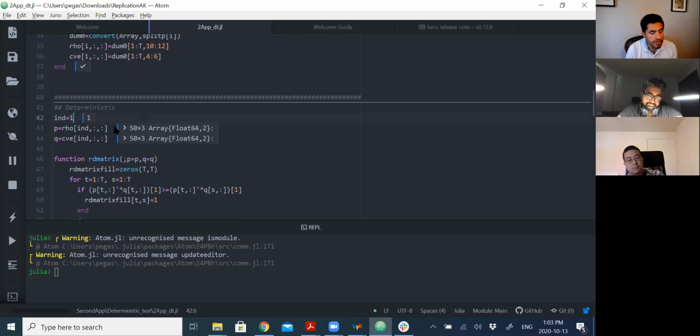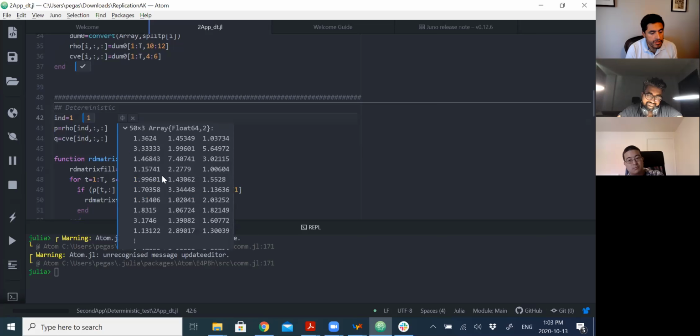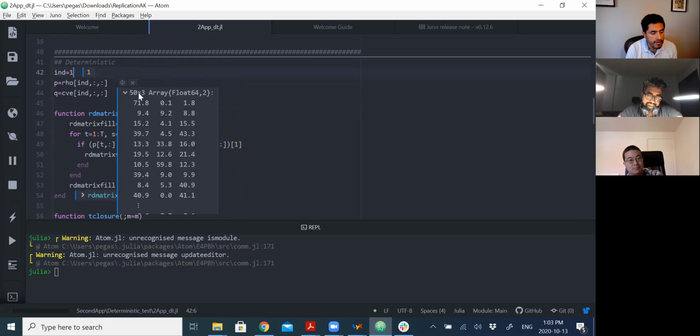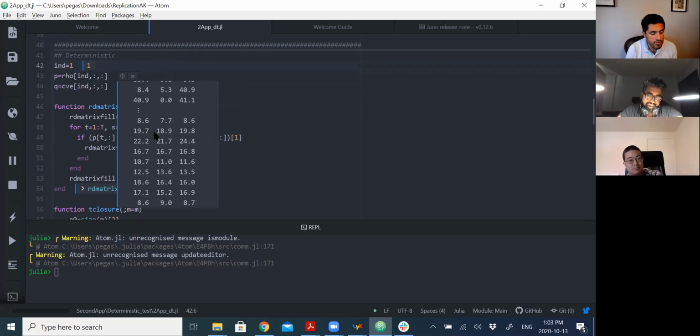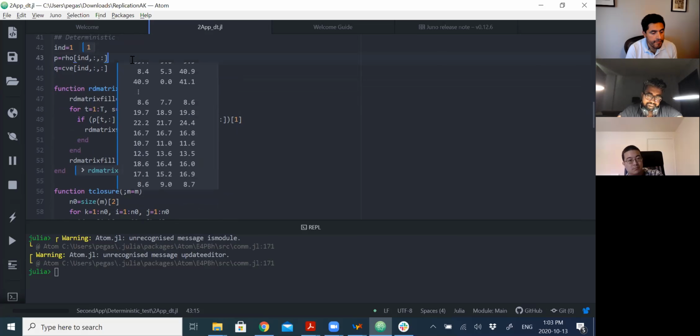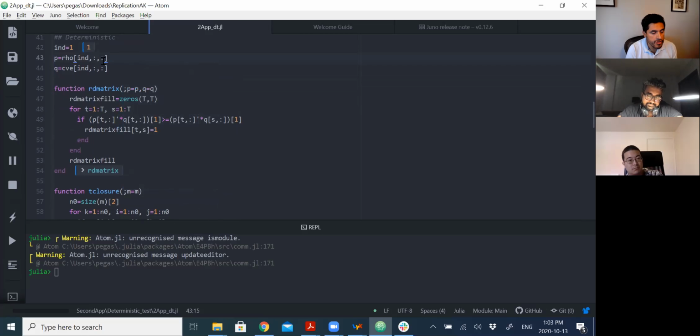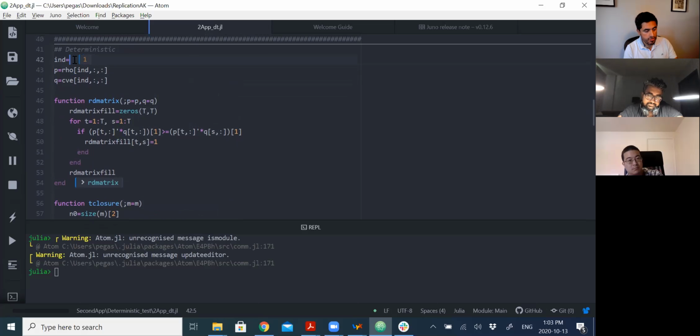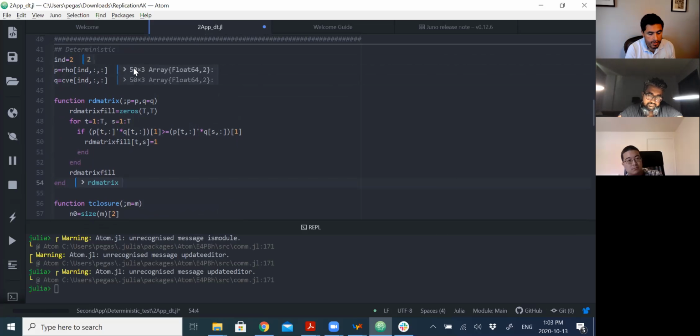So this is, for instance, for individual 1. These are the prices that this individual faces, and these are the quantities that this individual chooses, okay? Individual 1, and then I can change it for individual 2 and so on. If I change it to 2, I'm going to get new values. So this is the data set of individual 2 and so on.